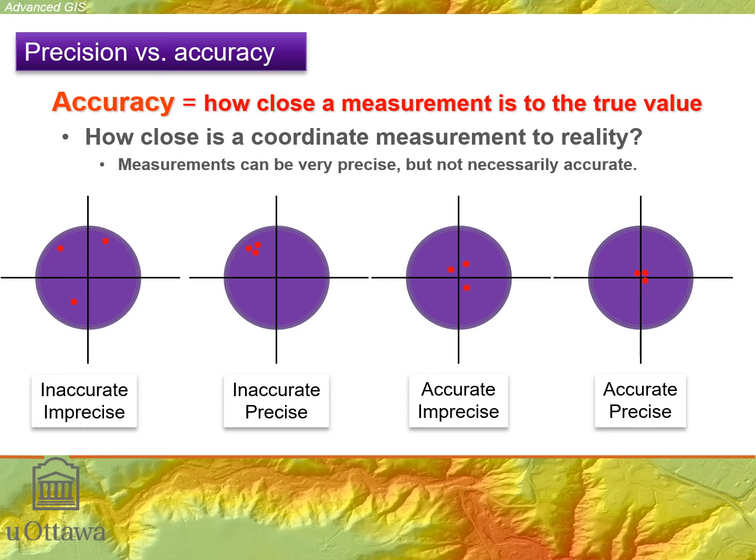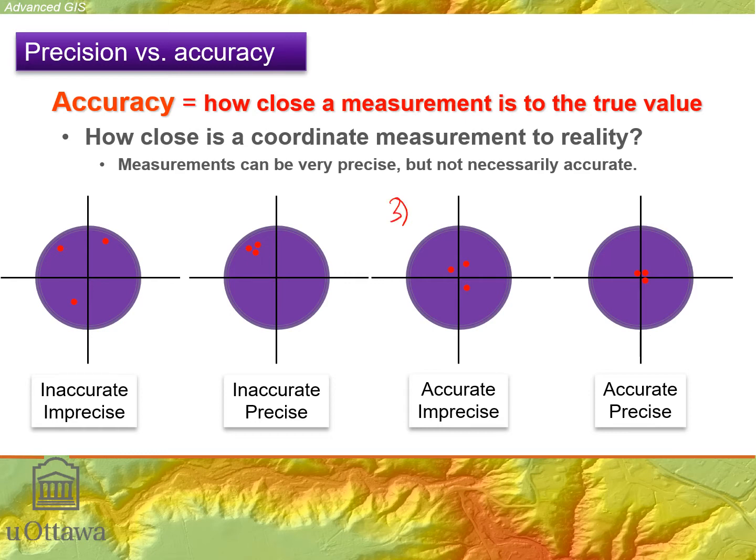In the second case, right here, we have something that's inaccurate and precise. So inaccurate because, again, this cluster of measurements are not close to the true location at the center here. But they're precise because they're very close together upon repeated measurements.